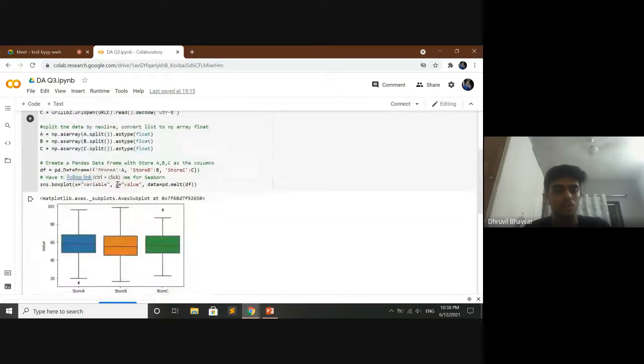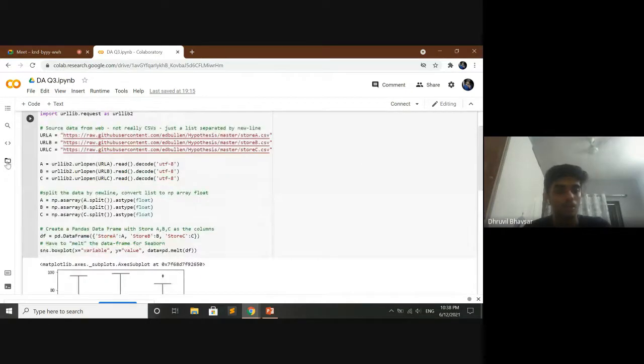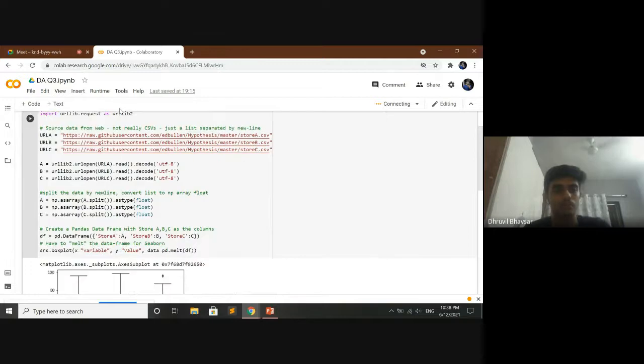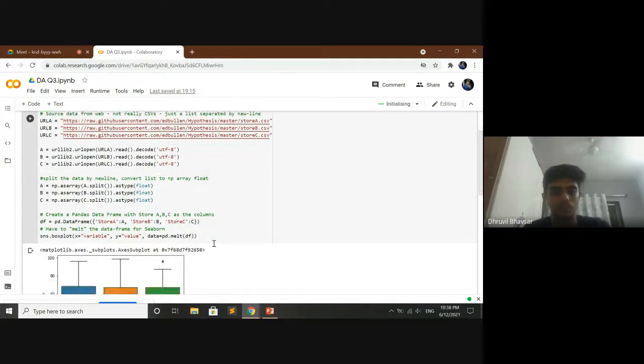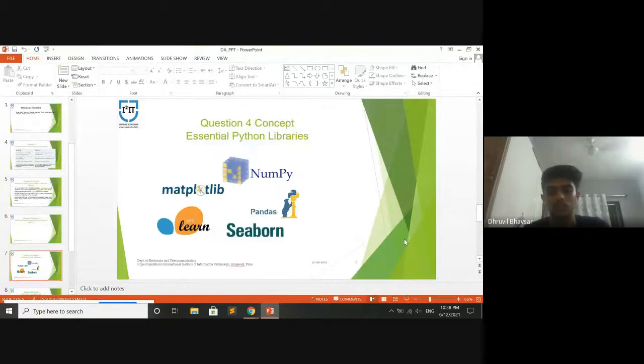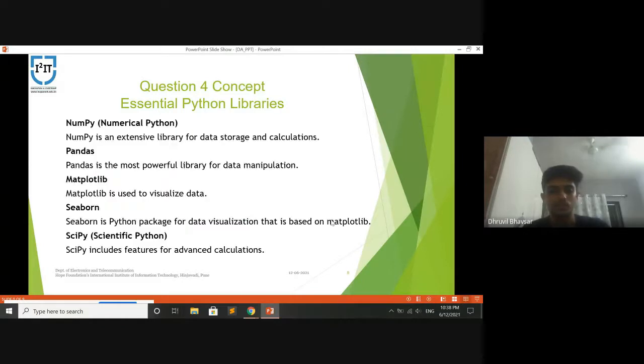So this is the ANOVA testing. You can upload the files of store A, store B, store C from the files section. After the ANOVA testing, the execution is done. So comes question 4, the last concept.